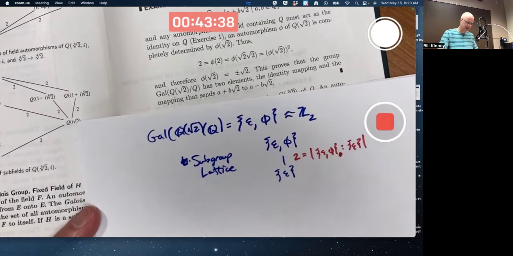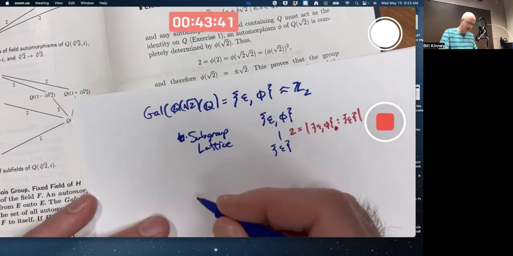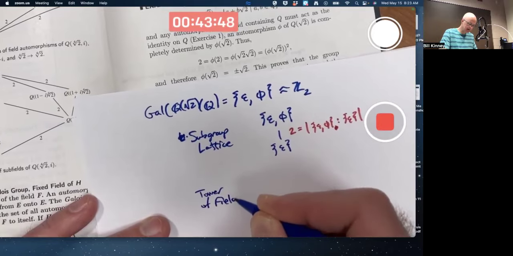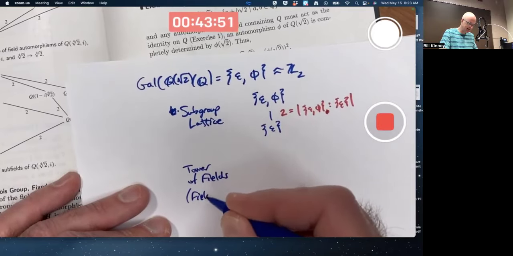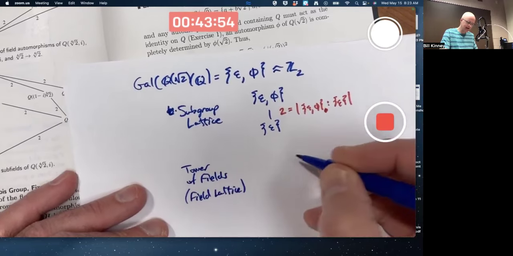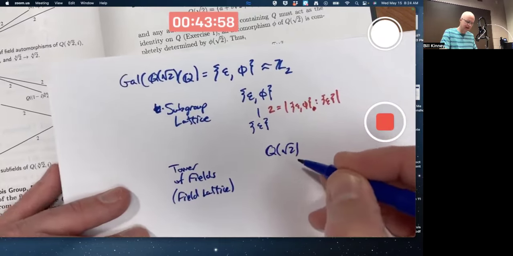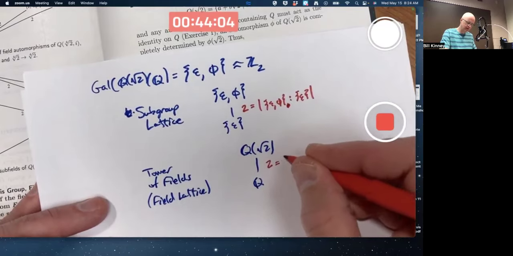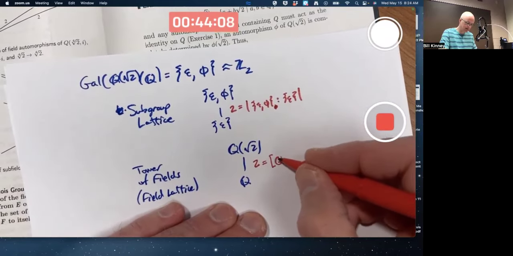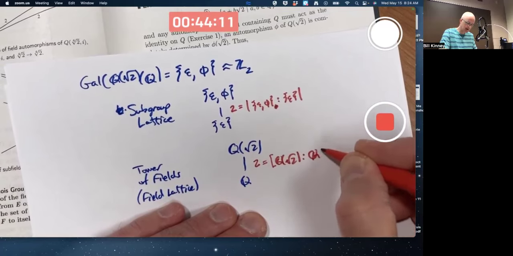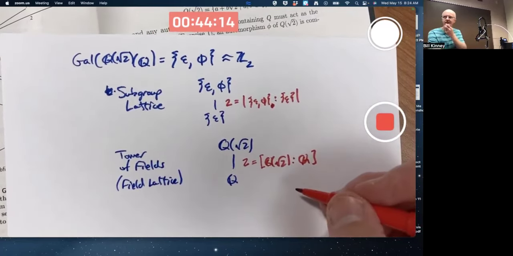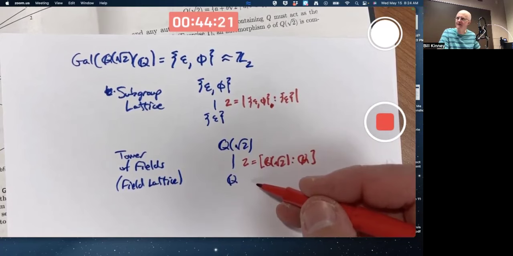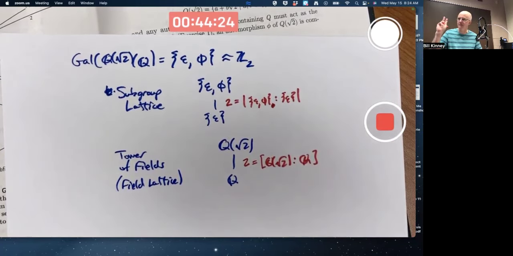And then coming to the fields in question, you could call it the field lattice. I prefer calling it a tower of fields. The field lattice consists of Q adjoining root 2 being a field extension of Q of degree 2. 2 would be the degree of Q adjoin root 2 over Q. What does degree mean? That's the dimension of Q adjoin root 2 as a vector space over Q, right? Basis of 2 elements. We've already talked about this, 1 and square root of 2.